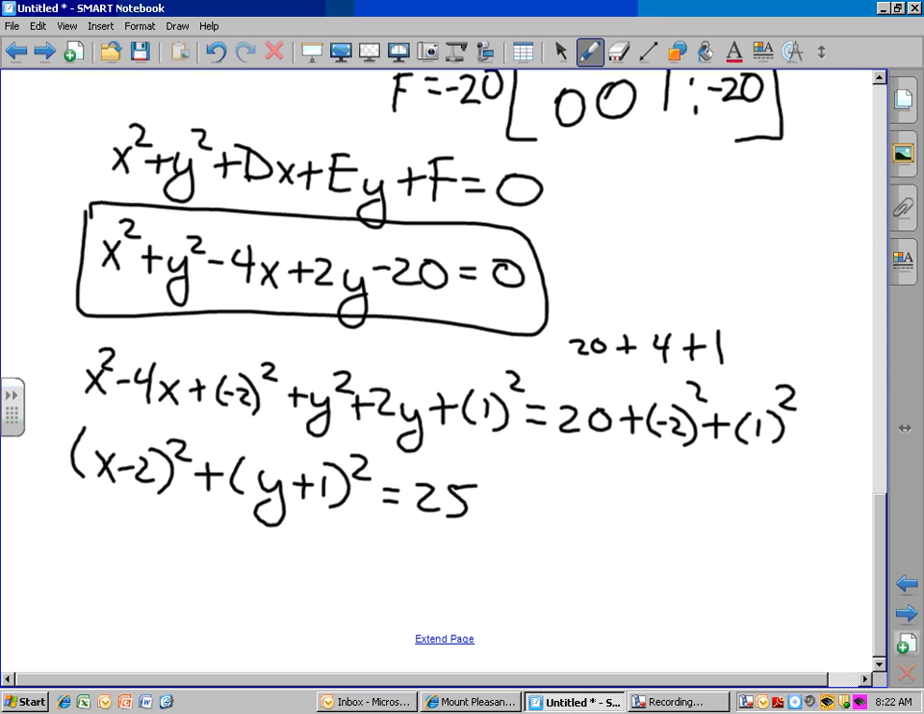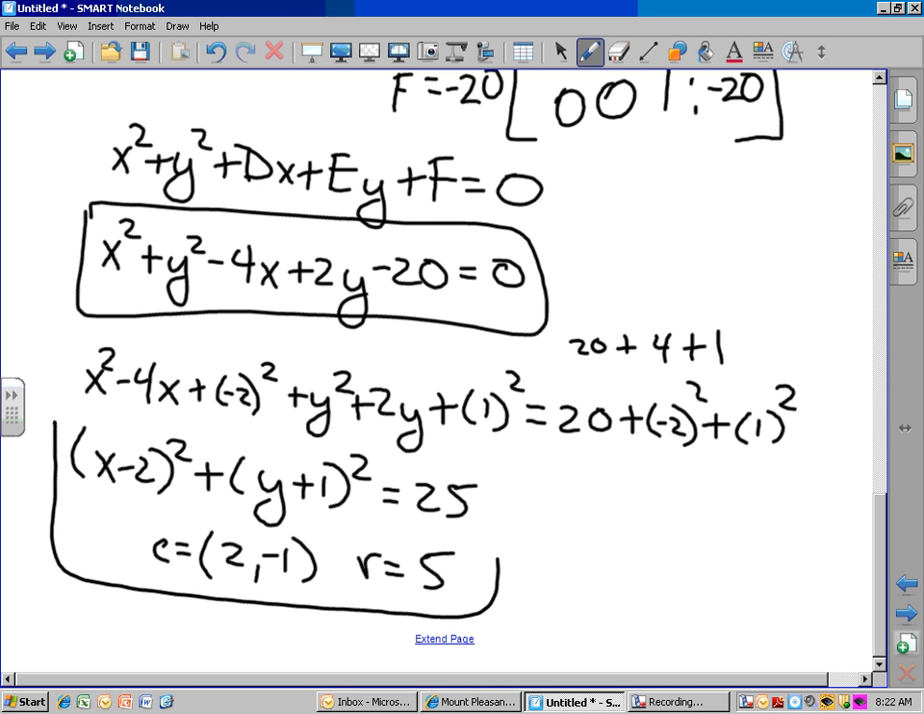I have standard form, though, right? What's the center? Careful. X, y. 2, negative 1. My radius is 5. Beautiful. We didn't even need a minute for that. That's not too bad, is it? Like I said, most of the work was in finding it. But 3 completely random points make a circle. That's pretty powerful stuff there.